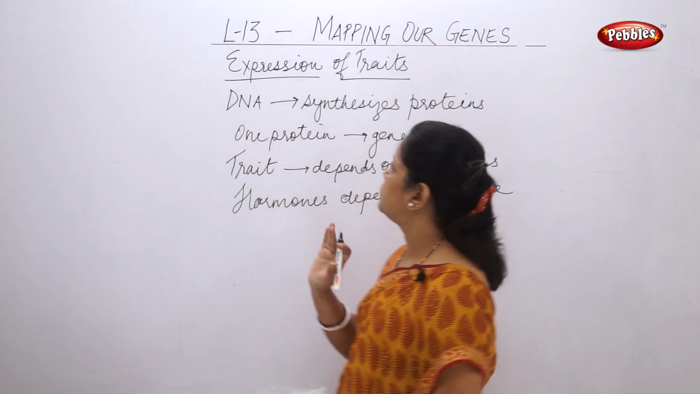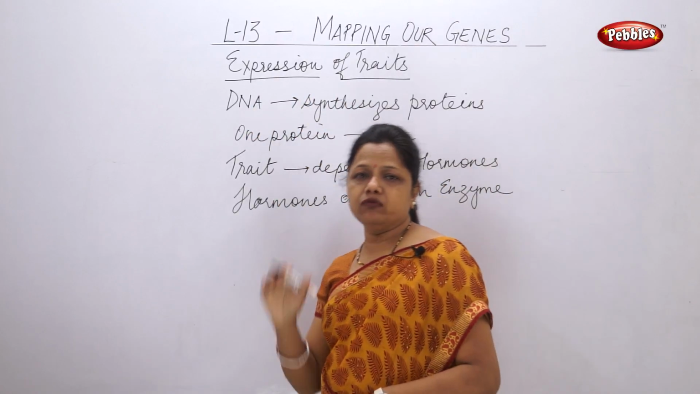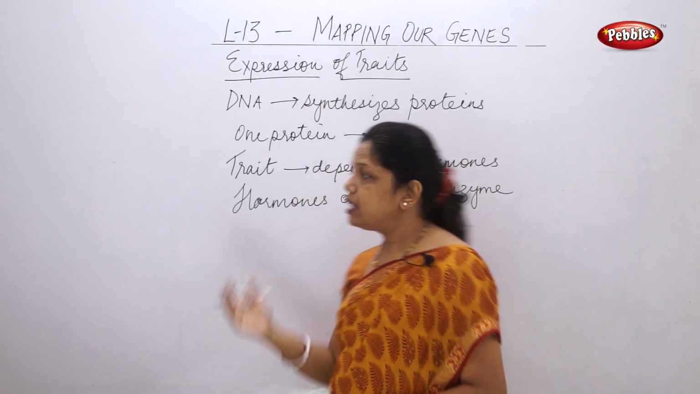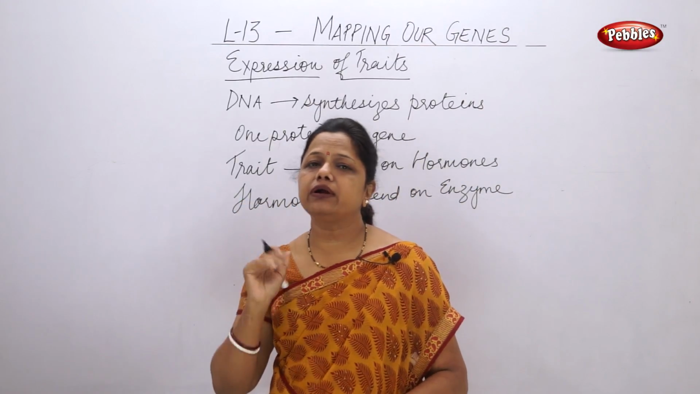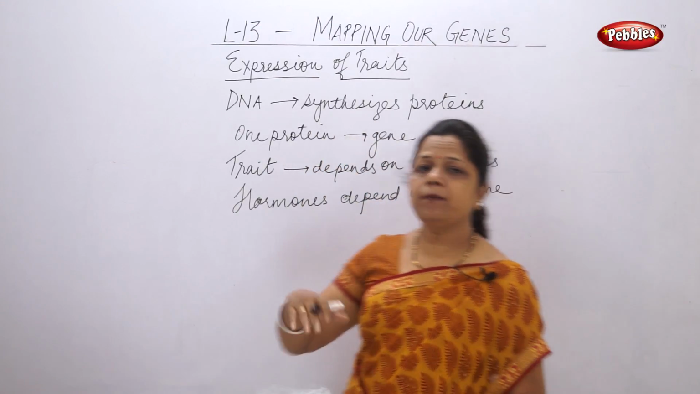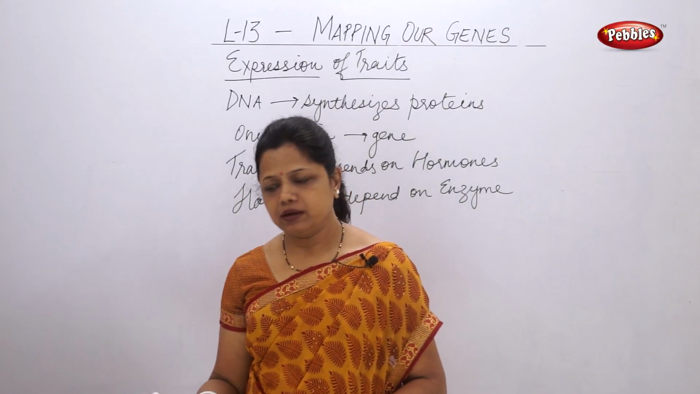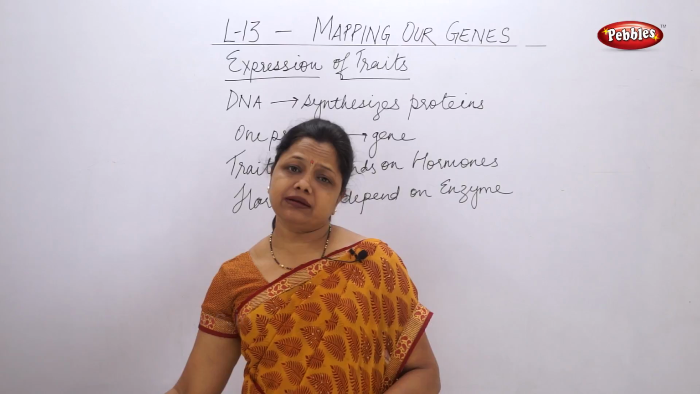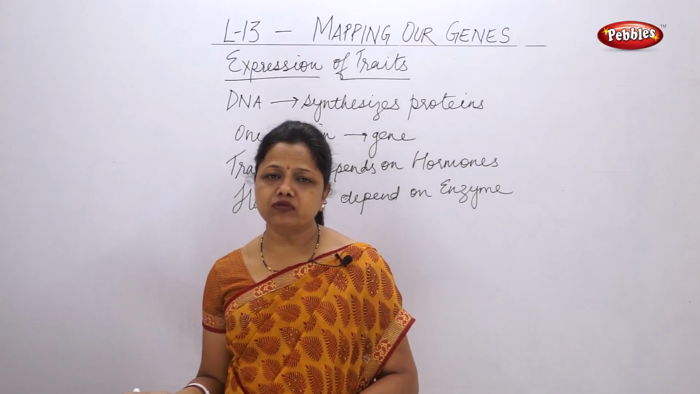The mechanism is simple. DNA is synthesizing proteins. The DNA is involved in synthesizing proteins, and each protein which is synthesized is called a gene. So these genes are responsible for passing on the genetic character from parents to offspring. Now these traits or characters which are present in genes, how are they transferred from parents to offspring?